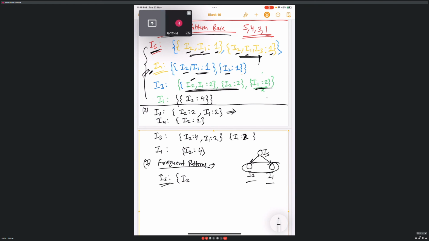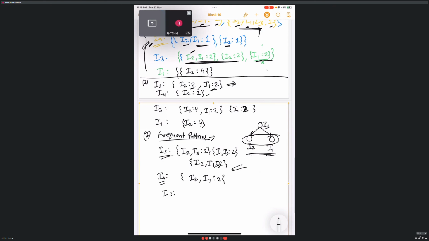Okay, so I2 and I5. One is this. In that case, I2 is having 2 support. If I merge this with only I1, I1, I5 support will be 2. Okay. Now a combination of these can also be merged. I2, I1, and I5, and support will be 2. Okay, so this is your frequent pattern. Similarly, we have to find more. So I2 was here. We don't have to merge it with anything. So I4, I2, and it will be 2.